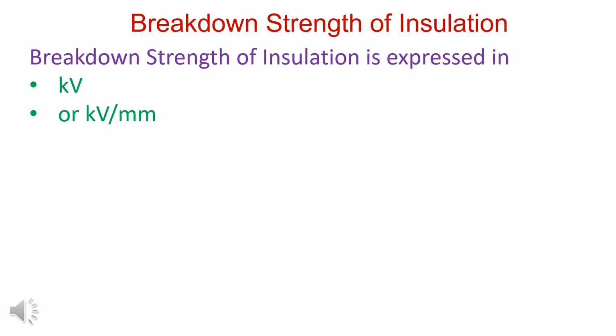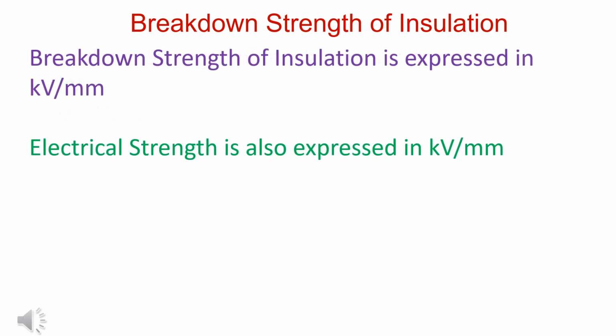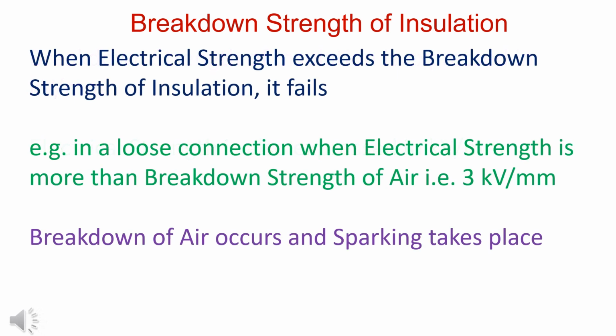What is the unit of breakdown strength of insulation? It is kV per mm. Unit of electrical strength is also kV per mm. When the electrical strength exceeds breakdown strength of the insulation, it fails.